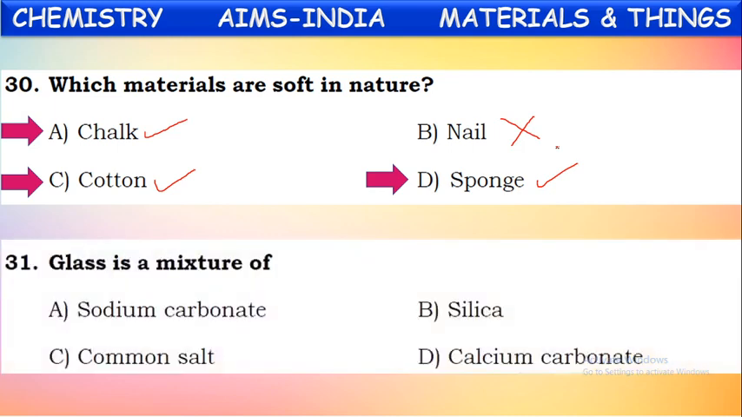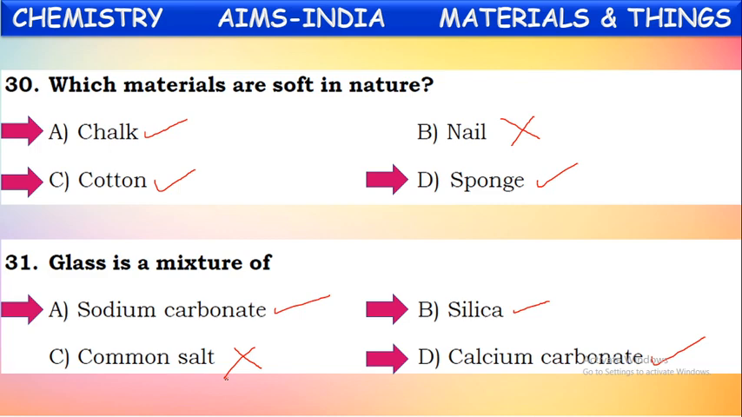Next. Glass is a mixture of what? With which is glass made? The raw materials used for making glass are sodium carbonate, silica, which is nothing but sand, and calcium carbonate, which is also called limestone. So these are the materials which are used to prepare glass. Common salt is not used. So glass is a mixture of limestone, sand or silica, and sodium carbonate. So this is the correct answer. A, B, D is the correct answer.